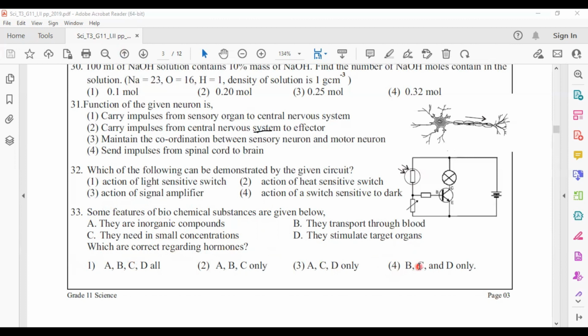Answer 4. B, C, D only are correct. A is wrong because hormones are not inorganic, they are organic substances.